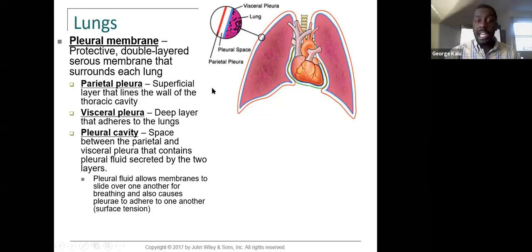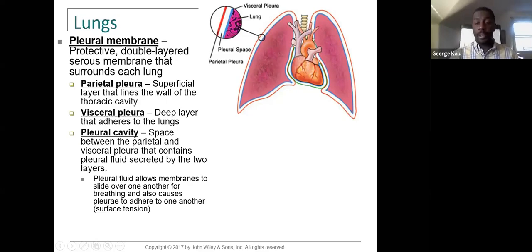In between the parietal pleura and the visceral pleura is going to be a space called the pleural space, or sorry, the pleural cavity. And so inside the pleural cavity, you're going to have what's called the pleural fluid.